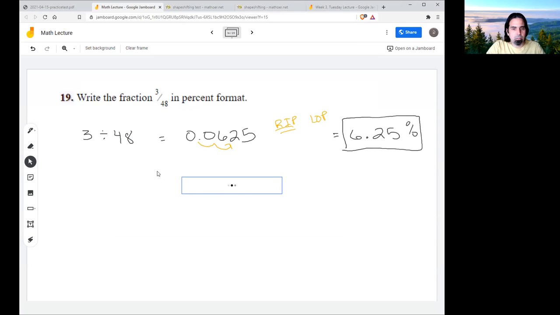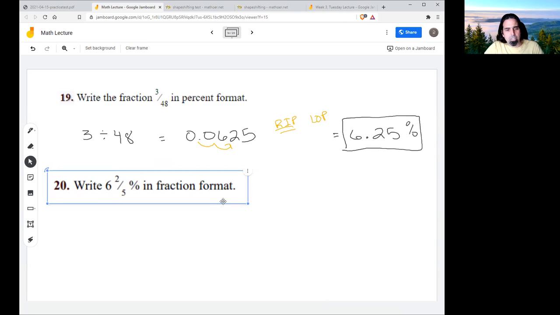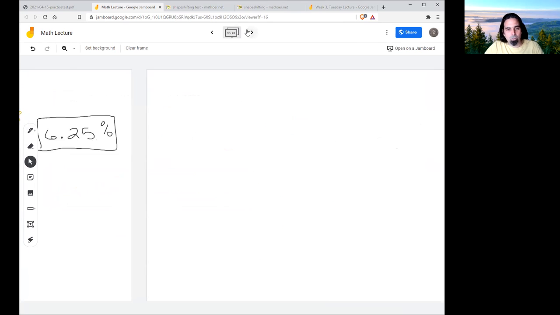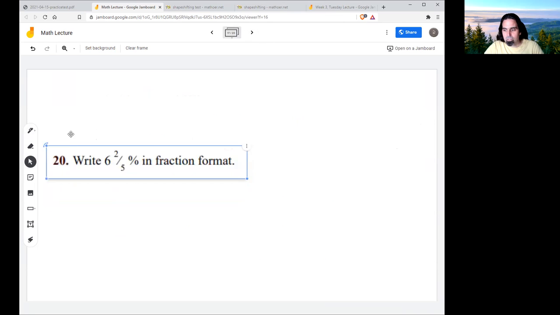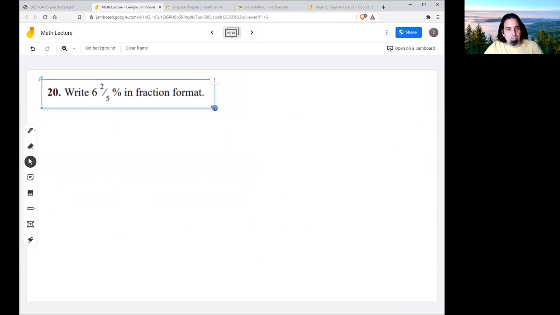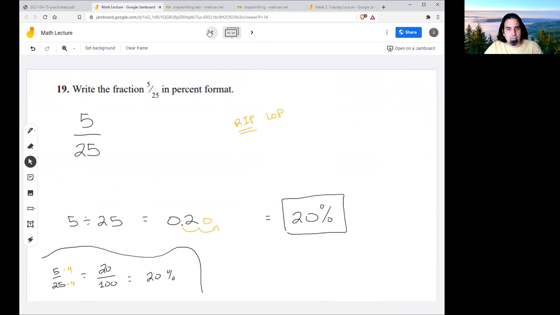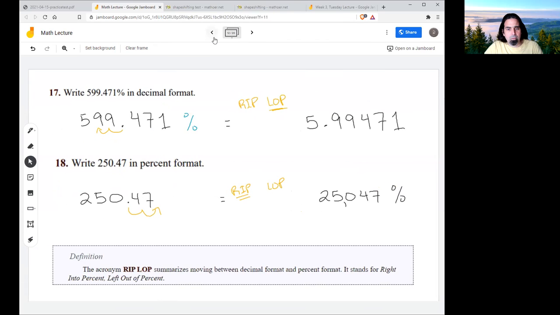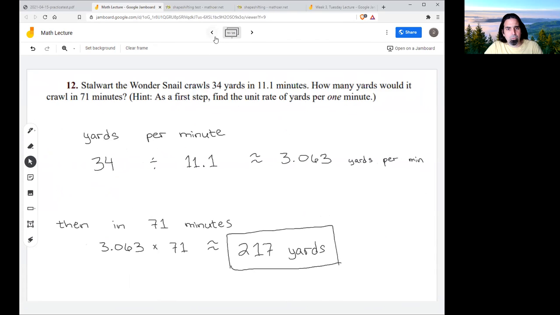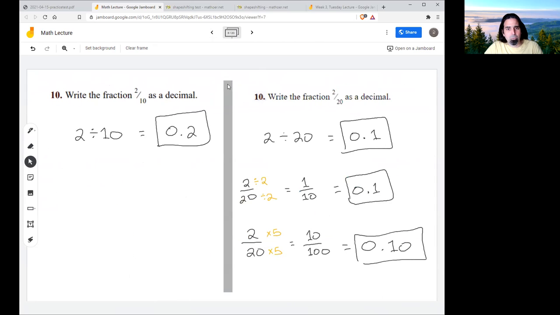Okay, now this one was very different. What is 6 2/5% as a fraction? I'm guessing I will actually want the left and right hand side of this. Oh, come on, where's my left and right hand side?